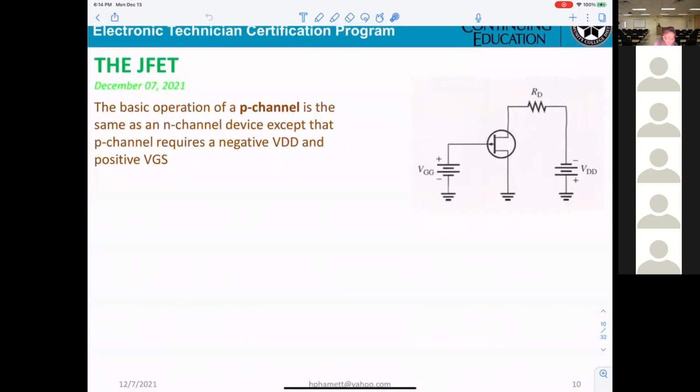Okay. Basic operation of a P channel is the same as an N channel device, except P channel requires negative voltage. You see that? This is a P channel. Then they need a negative voltage, VDD. N channel needs positive voltage. That's what you need to know.